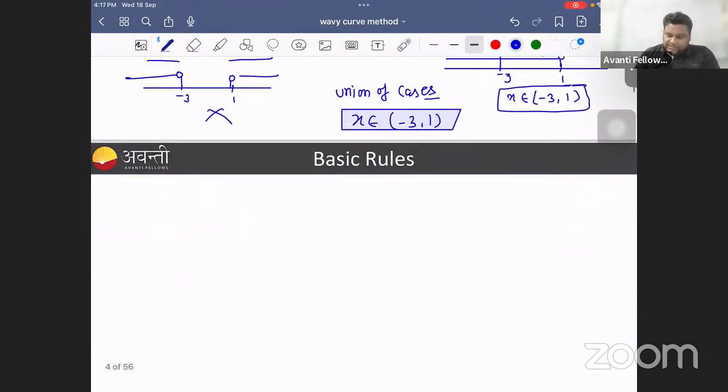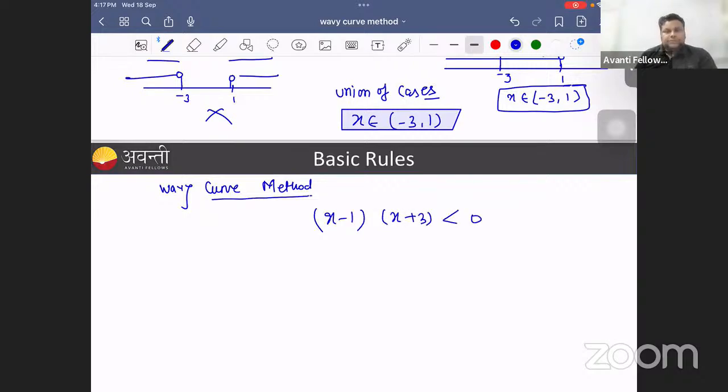So in such case, what do we use? We use wavy curve method. Now, what is wavy curve method? Like in the previous question, I have (x minus 1)(x plus 3) less than 0. You make a number line, mark all the zeros, minus 3 and 1, and start a wave from this side, like this. So it is plus, minus, plus.